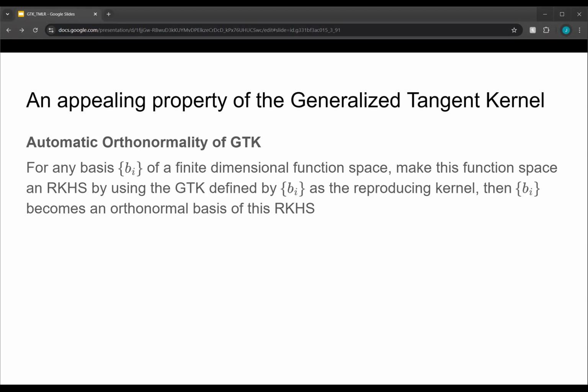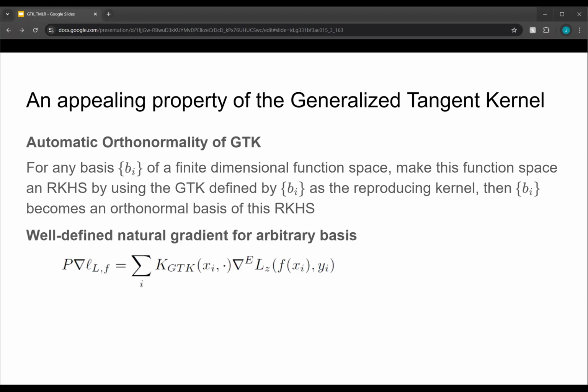For any basis Bi of a finite dimensional function space, make this function space an RKHS by using the GTK defined by Bi as the reproducing kernel, then Bi becomes an orthonormal basis of this RKHS. With this appealing property of GTK, we can define a valid natural gradient using the projected kernel formula from an arbitrary basis of the tangent space of embedding phi.